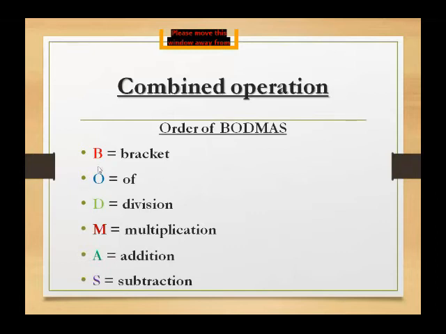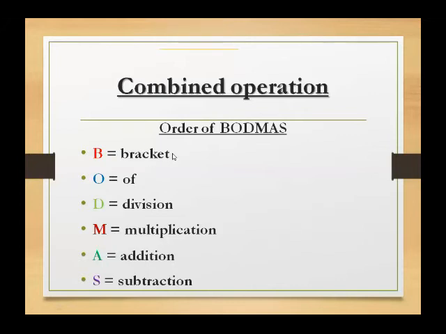So what is the BODMAS rule? First we will solve brackets. I have told you the order of brackets: vinculum, parenthesis, braces, and then the square bracket. Then we will solve off. Off means multiplication. Then we will solve division. Then M for multiplication, A for addition, and S for subtraction. This is the BODMAS rule. We'll use it when any question contains brackets and different operations.